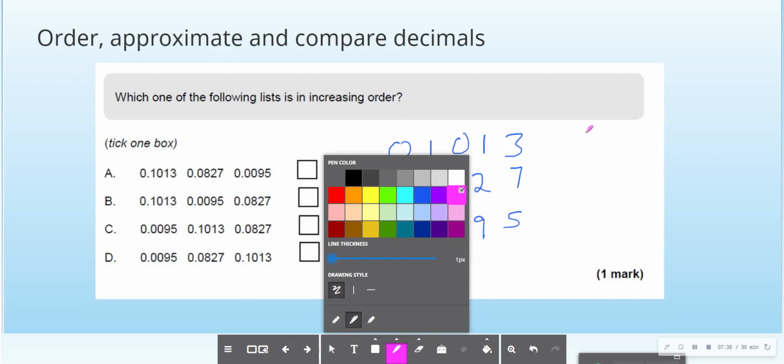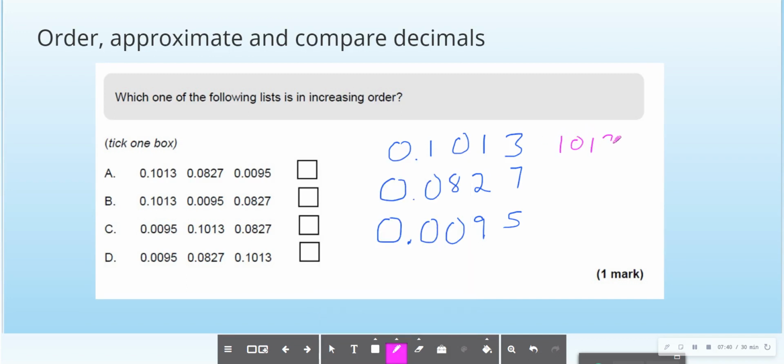And then just by looking at them, well, that top one, if I was to take the 0 away, that would be 1013. If I took the zeros away, that would be 827. If I took the zeros away, that's going to be 95. So therefore, this is my smallest, and then that's the next one, and then 1030 is my biggest. So if I look here, D goes 0.95, 827, 1013. So that is going to be the list from smallest, increasing order, smallest to biggest.